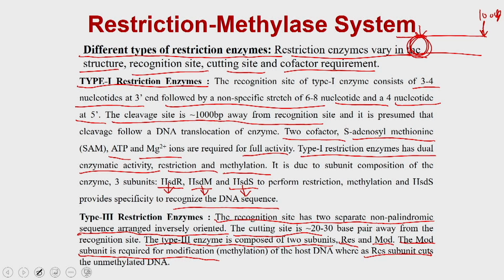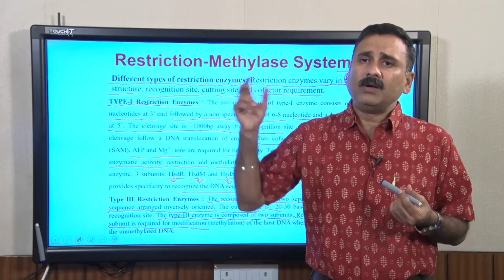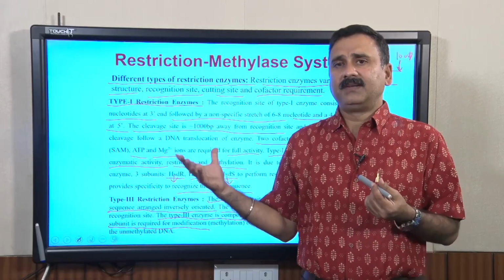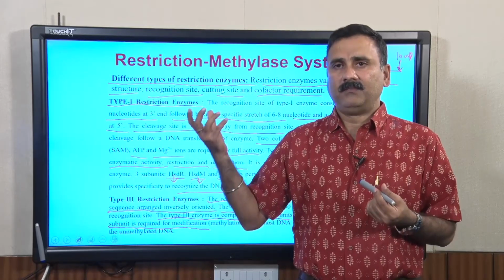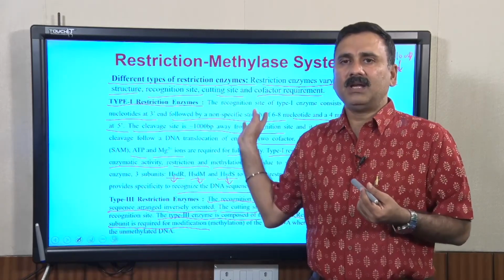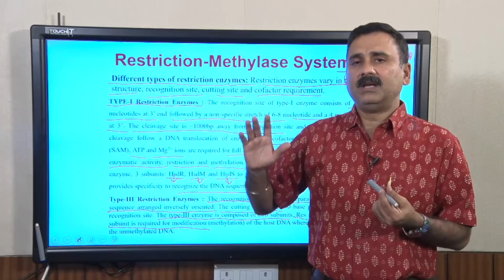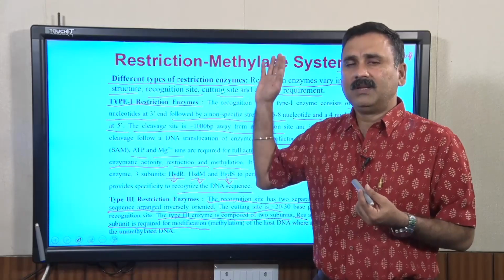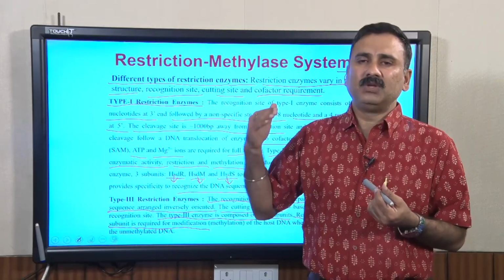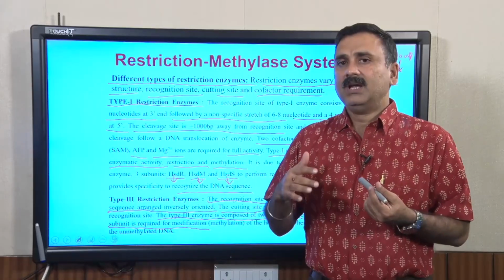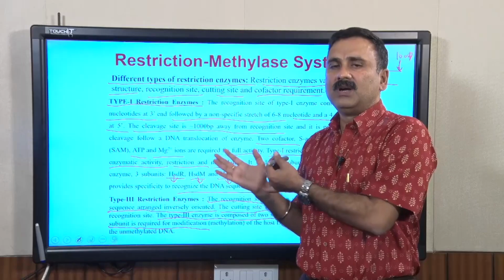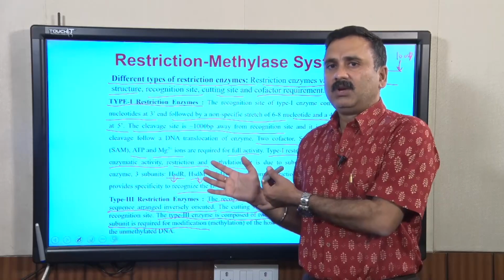So, whether it is type 1 or type 3, both of these restriction enzymes recognize a particular sequence, but they cut at a different site, a very distant site. In the case of type 1, it cuts at about 1000 base pairs away, whereas in the case of type 3, it cuts approximately 20 to 30 base pairs away from the recognition site.